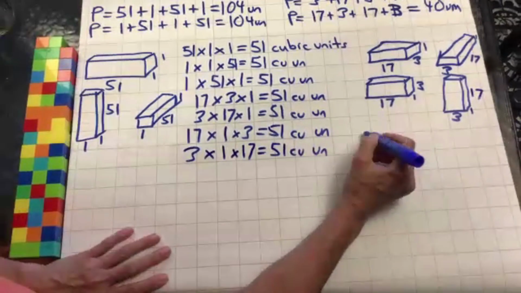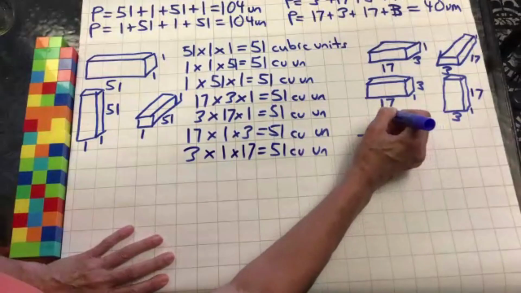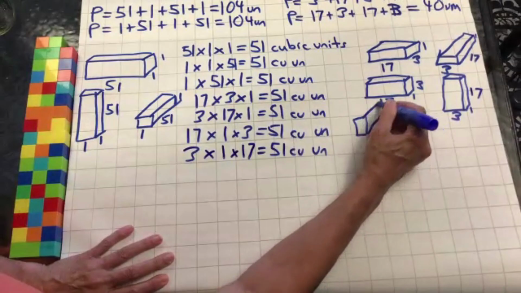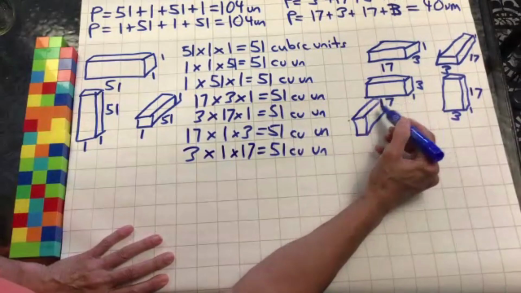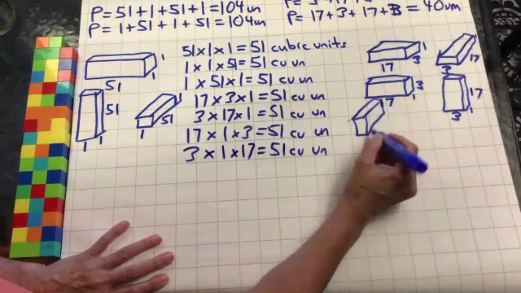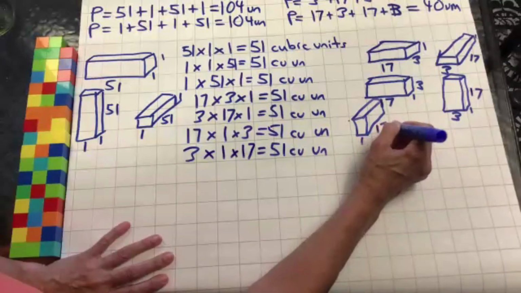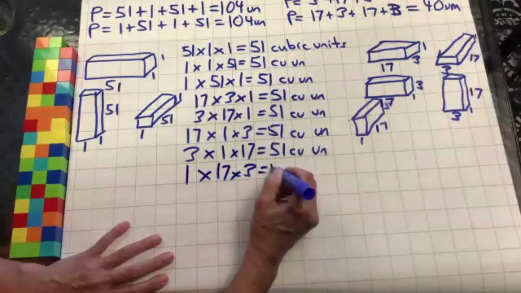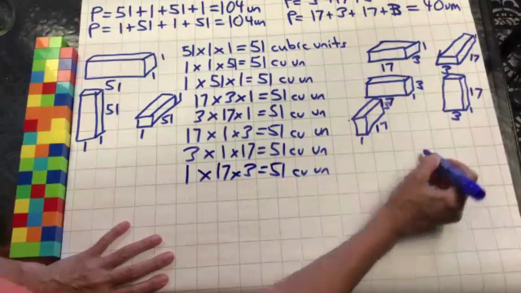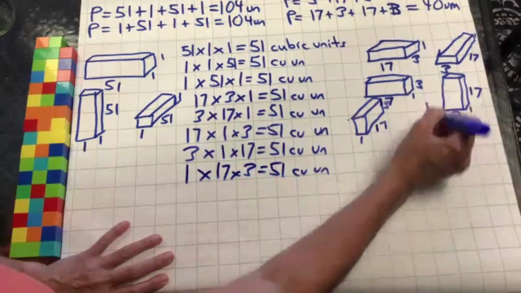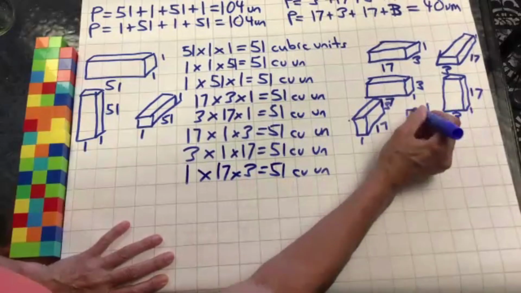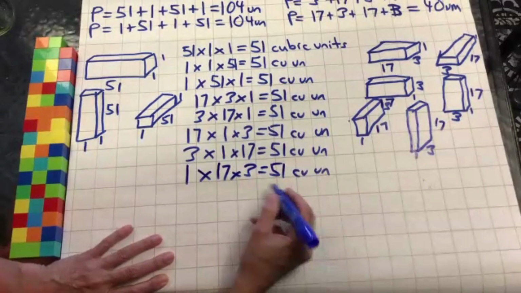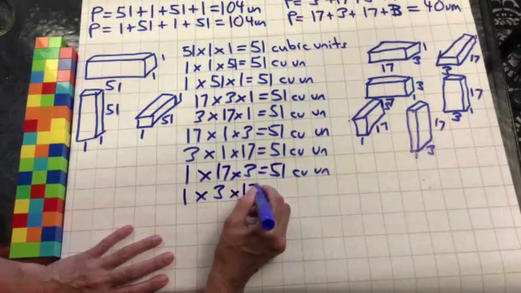All right, and then we're going to do the 1 across by 17 deep by 3 tall. Whoops, I messed that up. So don't worry, I'm just going to use it. I drew my rectangular prism into that 1, but oh well, too bad. 1 by 17 by 3. 1 by 17 by 3 equals 51. And then we have a 1 by 3 by 17. So we're just standing that up a little different. 1 by 3 by 17.